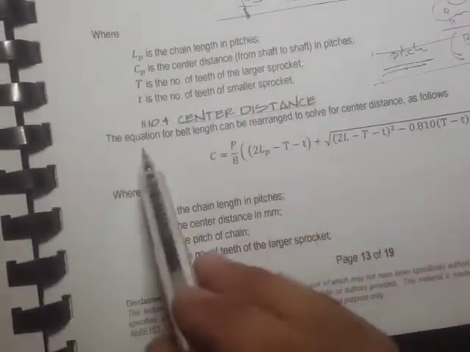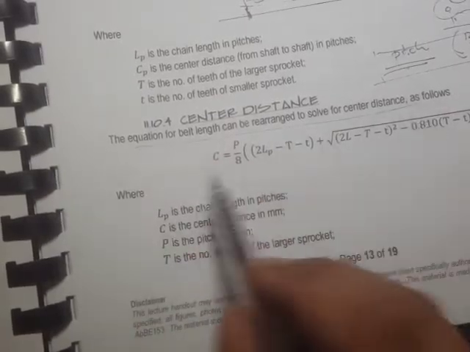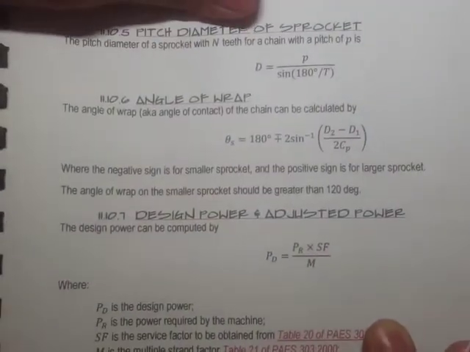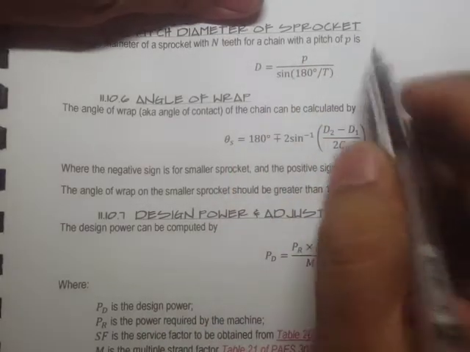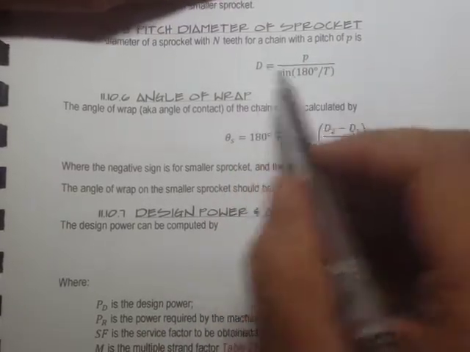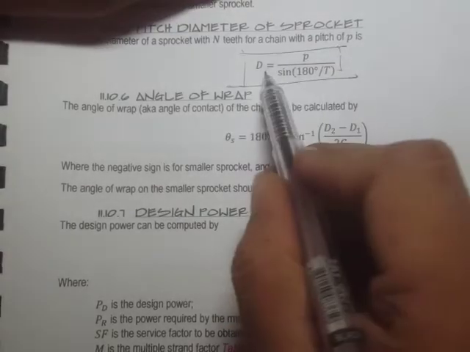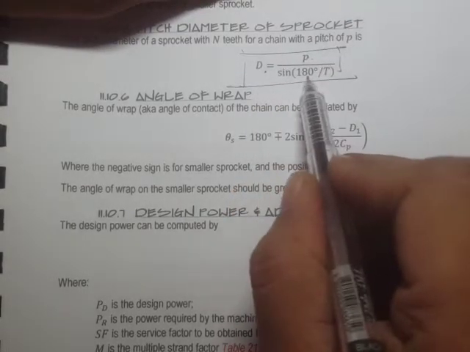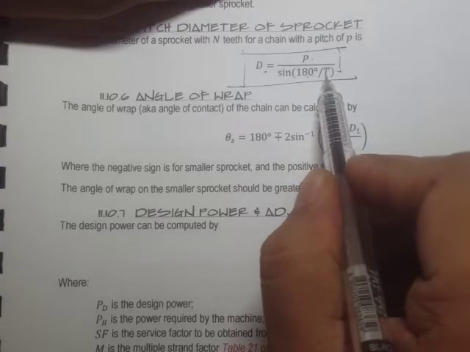Okay, and we can also compute for the center distance, and there is an equation for the center distance. And what else? The pitch diameter of the sprocket. So what if we want to find the pitch diameter of the sprocket? So right here, here's the equation. The pitch diameter is simply the pitch divided by the sine of 180 degrees divided by the number of teeth.